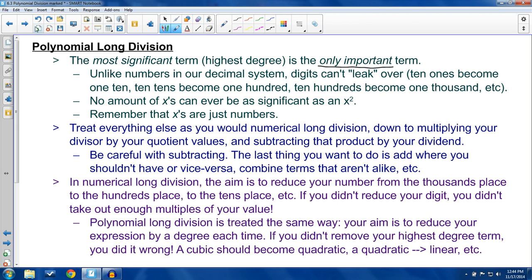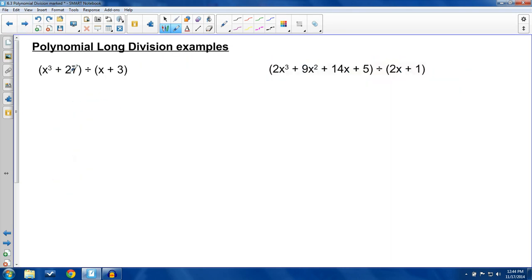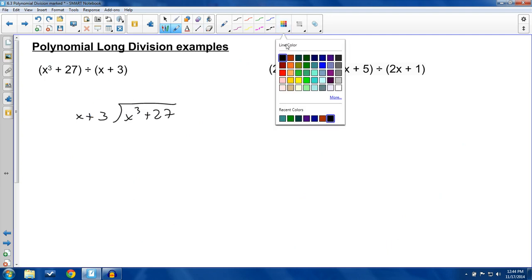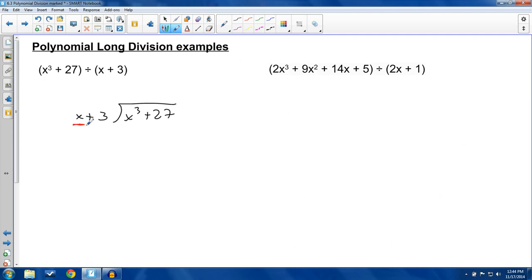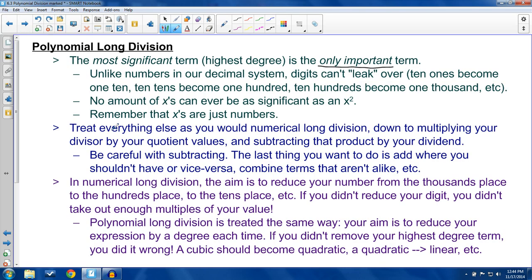Okay, in terms of doing long division, let's get this started. I'll go back because we're going to run through this as we go. X cubed plus 27 divided by x plus 3. I'm doing this divided by this. What I said was treat only your most significant term, the only thing that matters. This 3, any number of constants, has nothing to do with how significant your linear term is. I need to see how many times this goes into every term that we add or subtract here. So treat everything else as you would numerical long division, down to multiplying your divisor by your quotient values and subtracting that product from your dividend. That's a lot of words. Let's check and see how we do that.